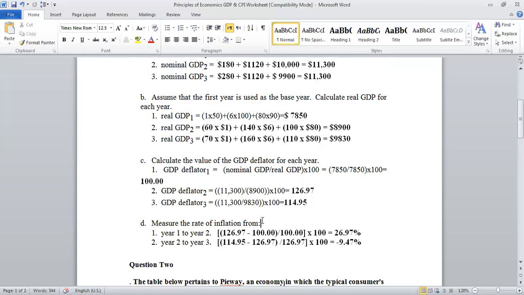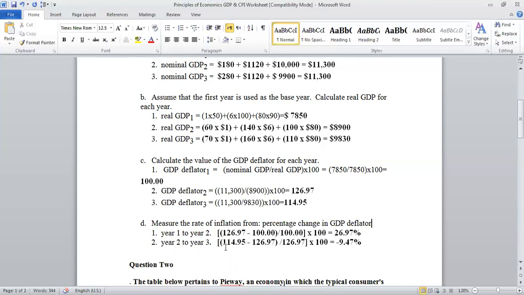It's the percentage change in the GDP deflator. How do you calculate percentage change? هجيب new deflator minus old deflator divided by the old deflator times 100.